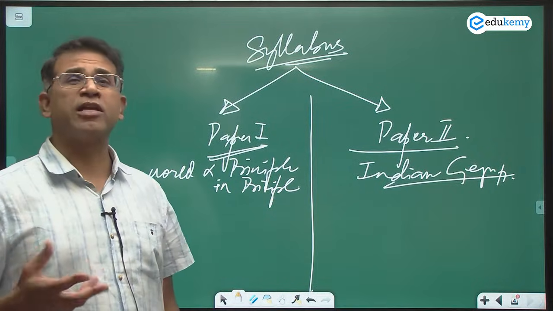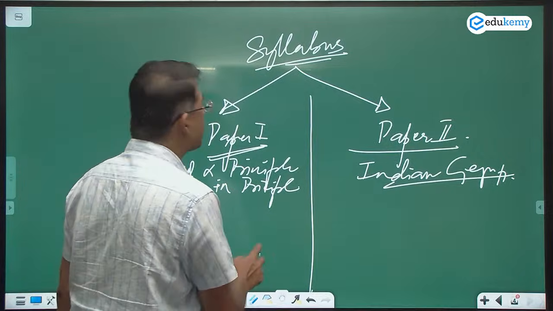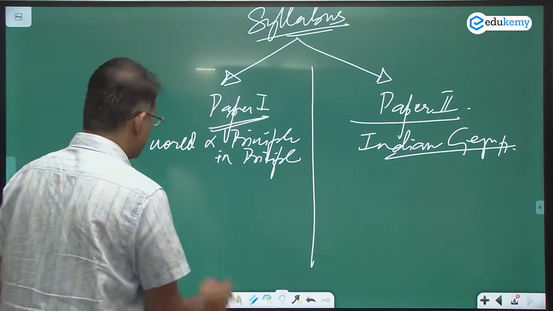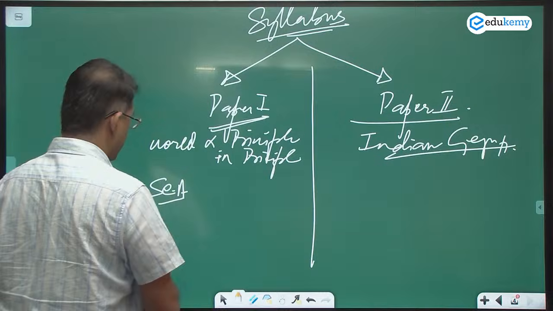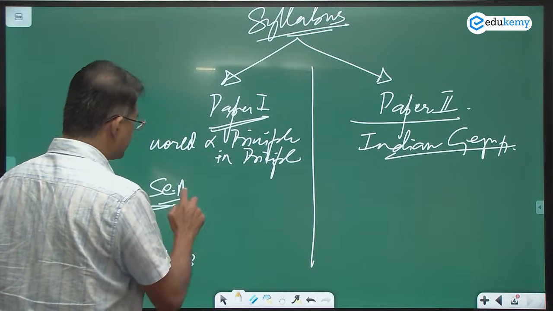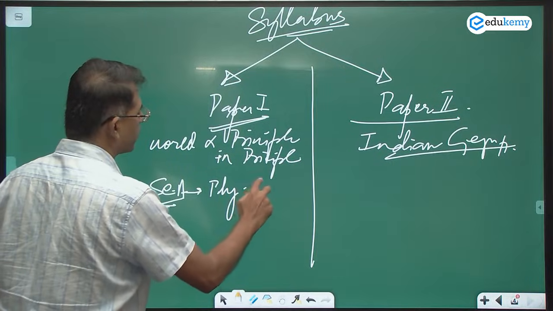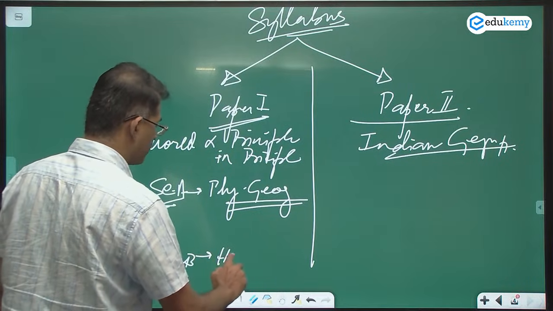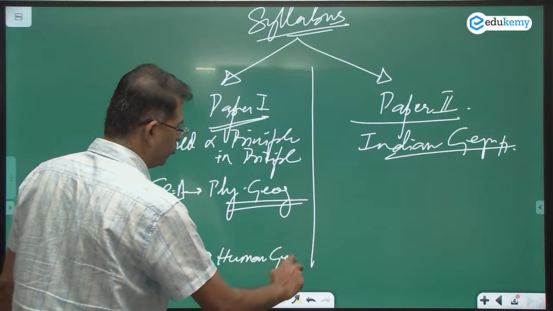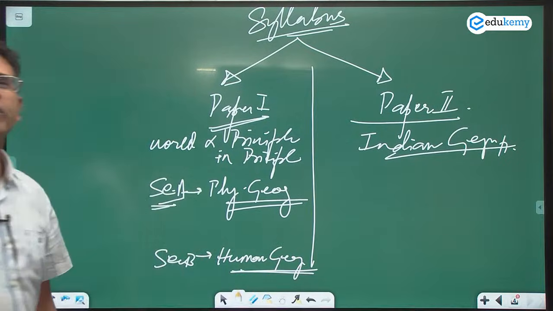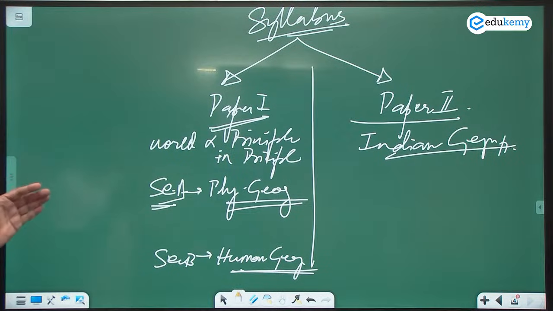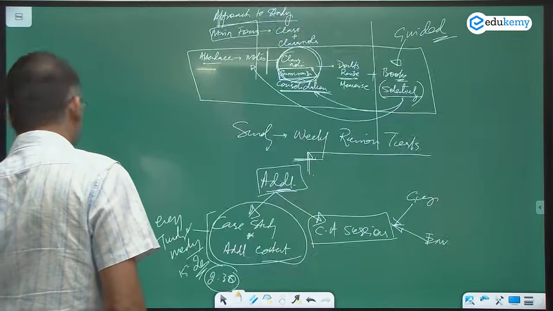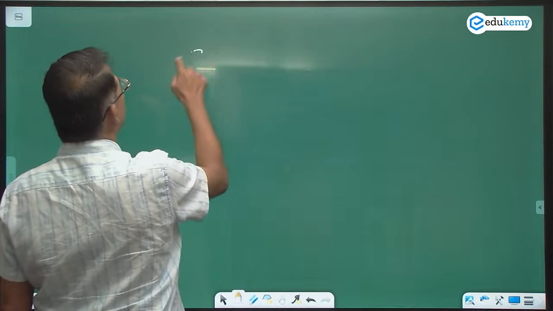The general laws and general concepts are in paper 1. And this paper 1 has 2 sections. There is a section A and there is a section B. Section A is the physical geography. Section B is the human geography. A is physical geography and B is human geography. Now, before I move on, you must know कि geography है क्या?